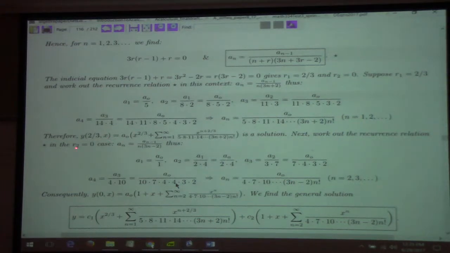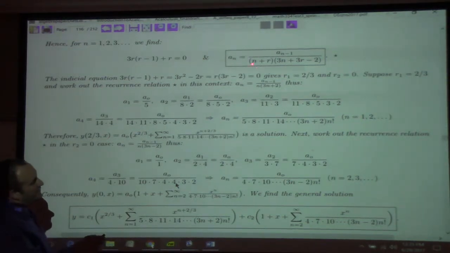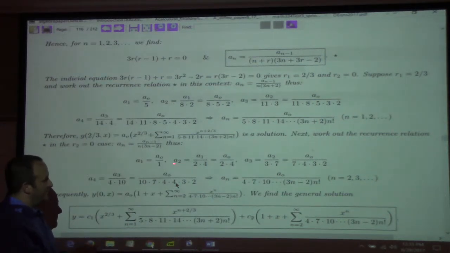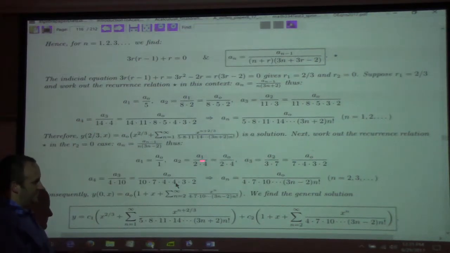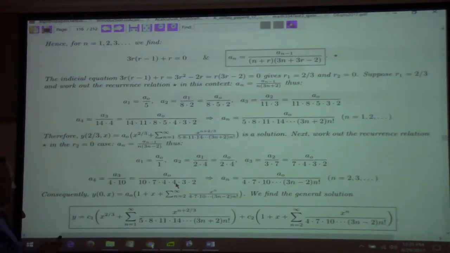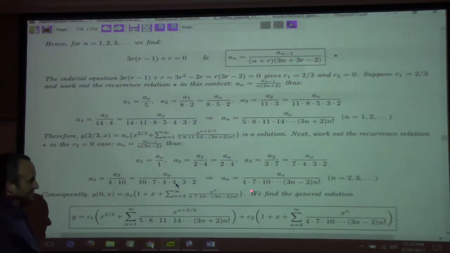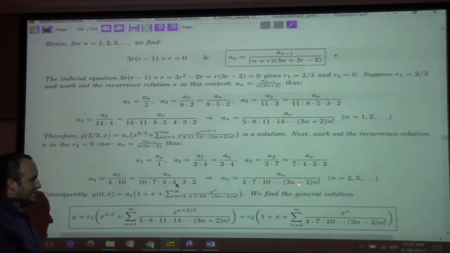And anyway, so putting r2 equal to 0, going back up here, that gives me n and 3n minus 2, as you can see. And then I recurse, and plug that one into that one, and plug the other 3 into this one, and then just stare at it until your eyes bleed, and you see that it's actually 4 times 7 times 10, 3n minus 2, and we can peel out an n factorial.